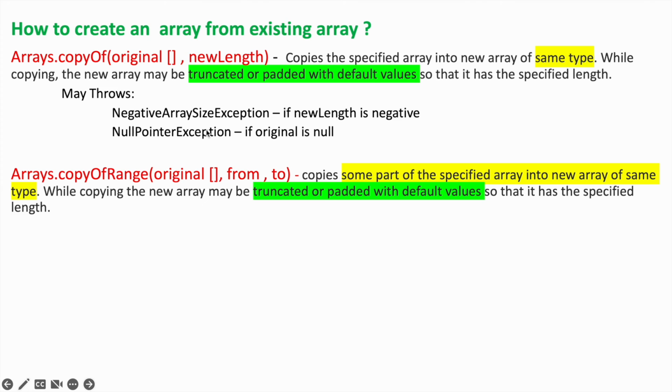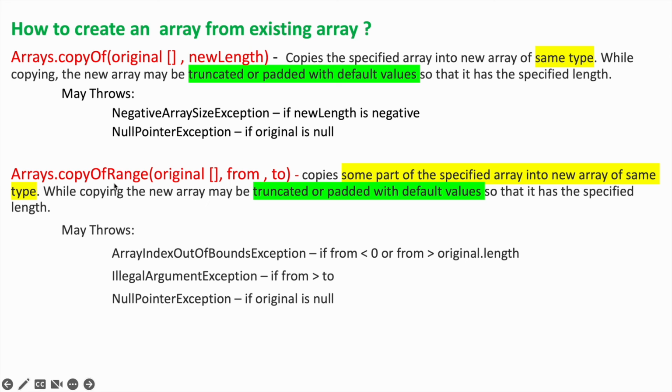The other method is the copyOfRange method. It accepts three arguments. The first argument is the original array, then from index and to index. It copies some part of the specified array, not the whole elements, into a new array of the same type. While copying, the new array may be truncated or padded with default values so that it has the specified length. In these two methods, the padding and truncating behavior is the same.